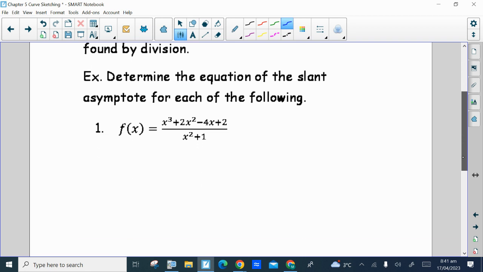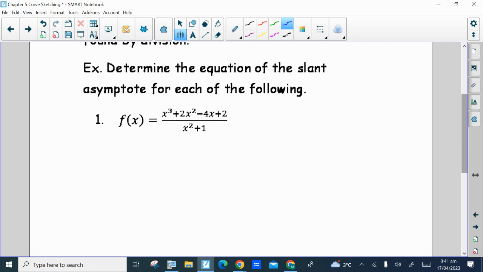And remember, to have a slant asymptote, the degree of the top must be 1 more than the bottom. In number 1, the degree of the top is x cubed, or a degree 3. The degree of the bottom is a 2. The degree of the top is 1 more than the bottom, so you have a slant asymptote. And we can find the slant asymptote by division. Now, because the divisor is not x plus 1, in this case it's x squared plus 1, you can't use synthetic division. So we have to use long division to divide x squared plus 1 into that polynomial function.